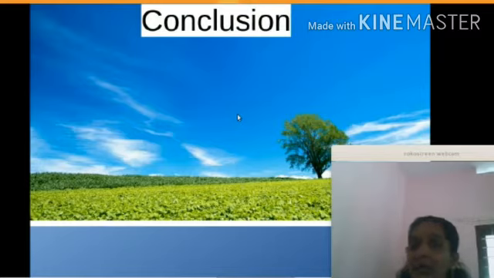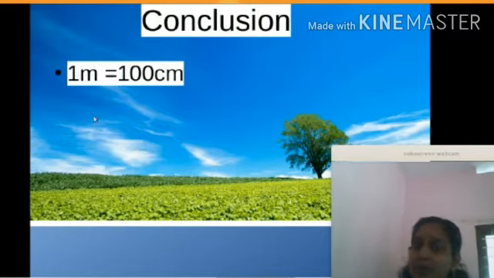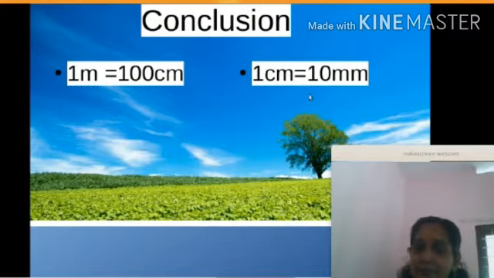We can conclude that 1 meter is equal to 100 centimeter. A 1 meter scale is divided into 100 equal parts. That is 100 centimeter. 1 centimeter is divided into 10 equal parts. That is 10 millimeter.